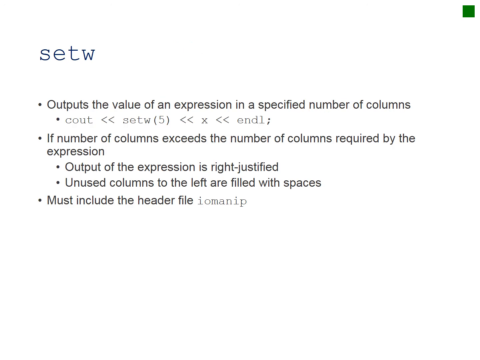setw outputs the value of an expression in a specified number of columns. If the number of columns exceeds the number of columns required by the expression, the output of the expression is right justified. Unused columns to the left are filled with spaces.